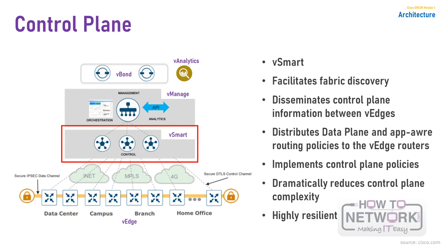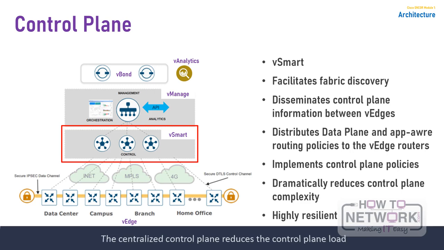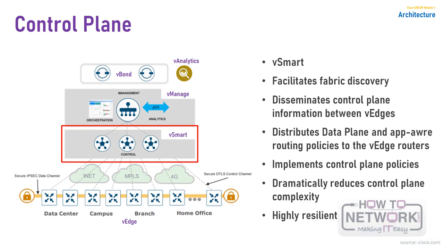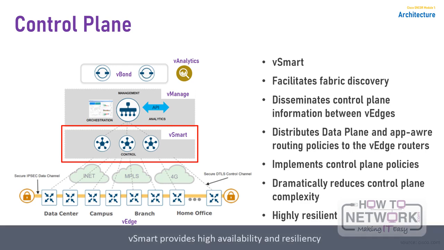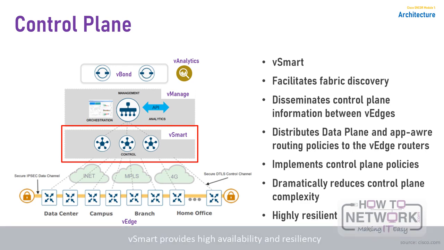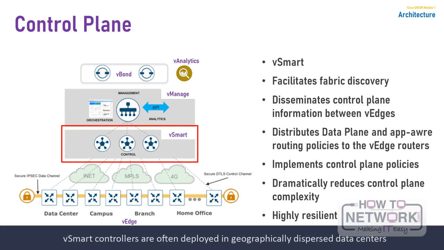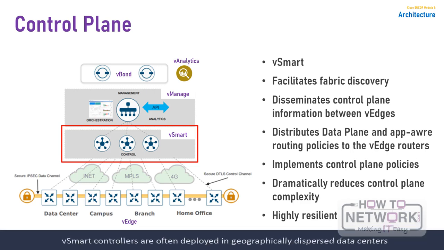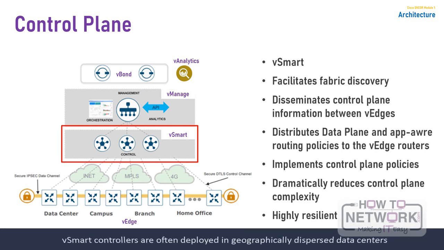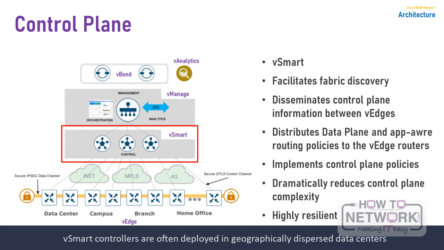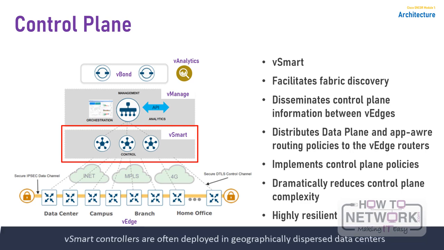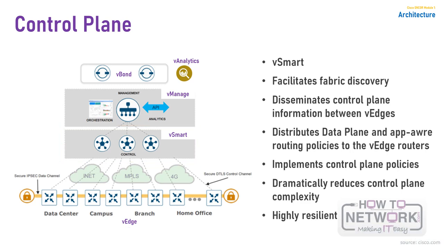The use of a centralized control plane dramatically reduces the control plane load traditionally associated with building large-scale IPsec networks, solving the N-squared complexity problem. The vSmart controller deployment model not only solves the horizontal scale issue, but also provides high availability and resiliency. vSmart controllers are often deployed in geographically dispersed data centers to reduce the likelihood of control plane failure. When delivered as a cloud service, vSmart controllers are redundantly hosted in the Cisco cloud. When deployed as an on-premise solution, the customer must provide infrastructure resiliency.